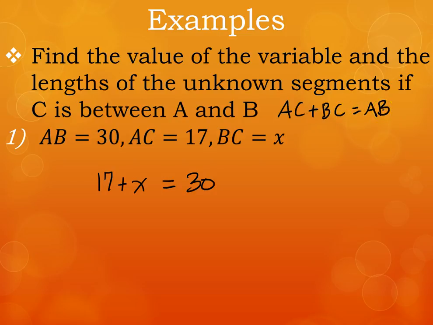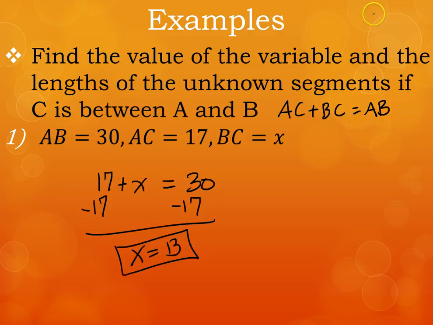Anytime you have different points, like D, E, and F, or Q, R, and S, whatever it is, and it tells us some point is between two other points, the two points that are on the ends make the longest line, the one by itself. The other two will have to add to it. So this is a very straightforward problem. We subtract 17 from both sides. The x is 13.